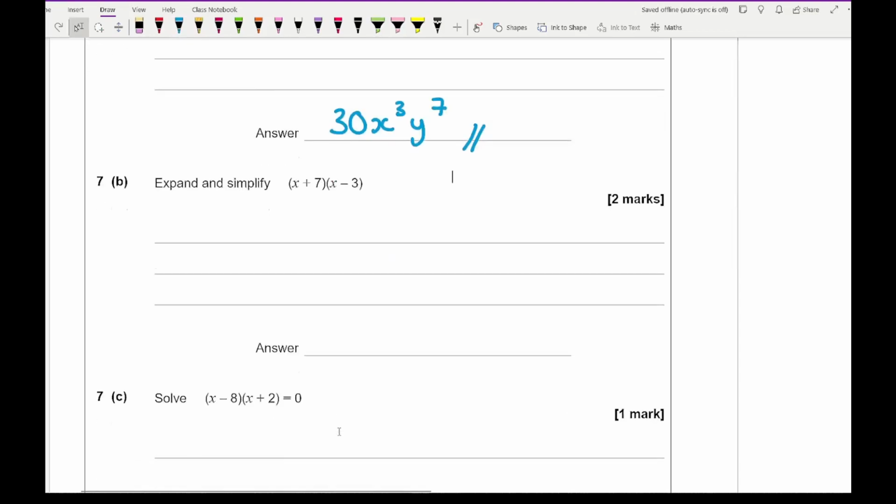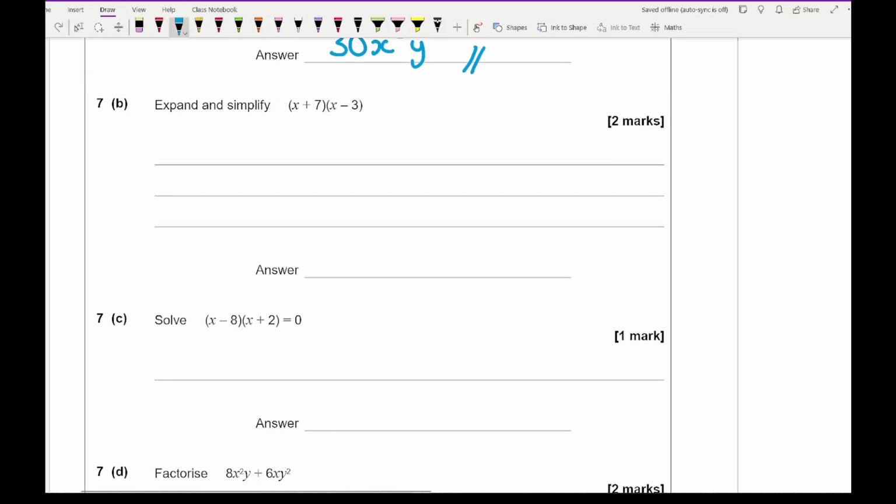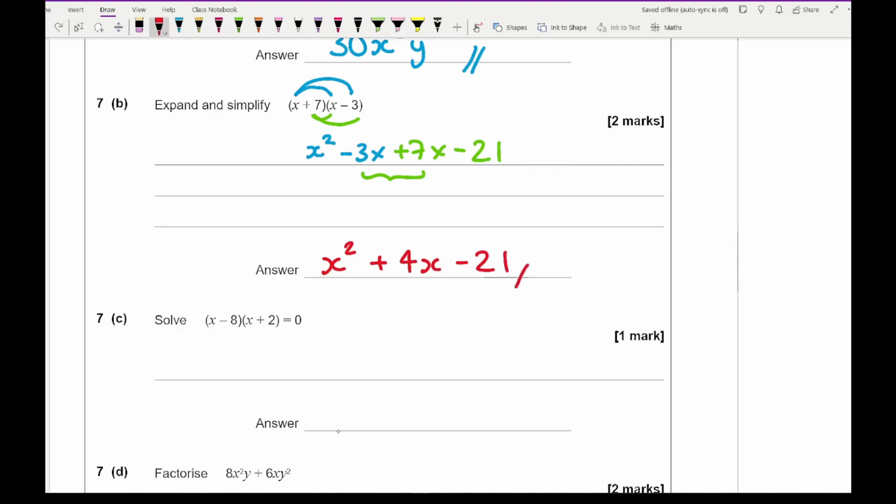Moving on to 7b, it says expand and simplify. So again, if you want to use a table or you want to use loops, whichever floats your boat. So here we've got x squared minus 3x, and then we've got 7 times x, that's plus 7x, and then plus 7 times minus 3 is minus 21. Then all that's left is for us to combine these two things together, in which we get an answer of x squared plus 4x minus 21.